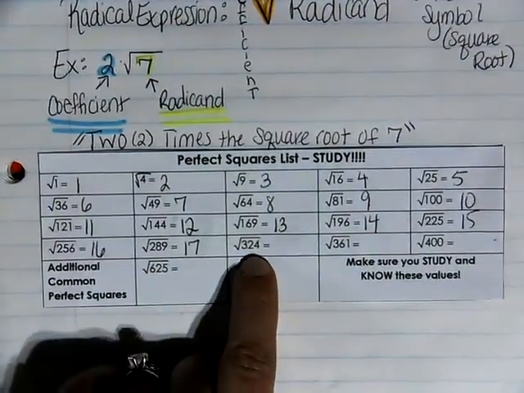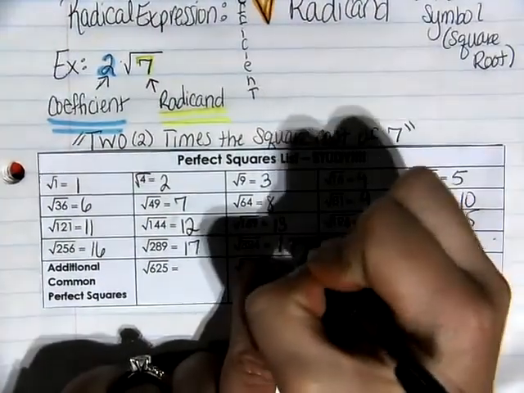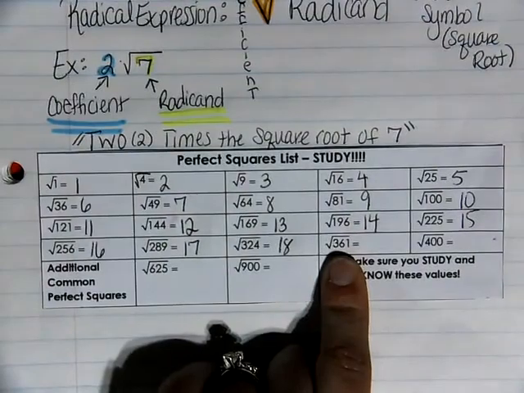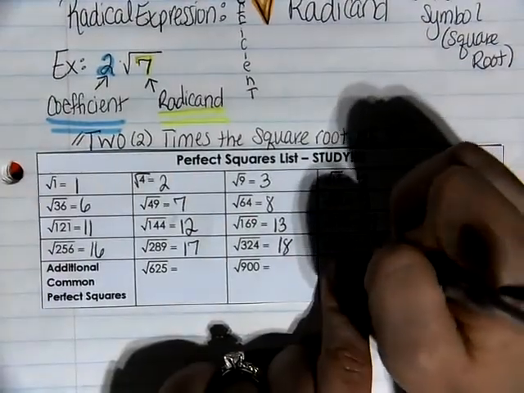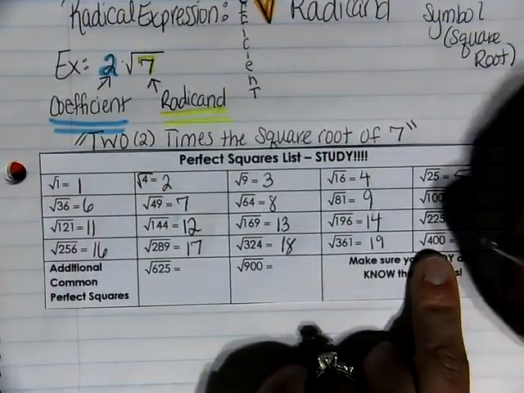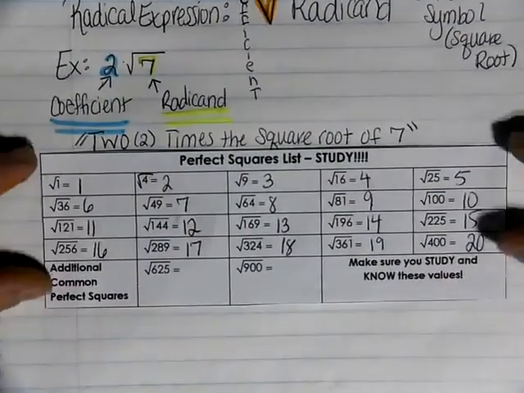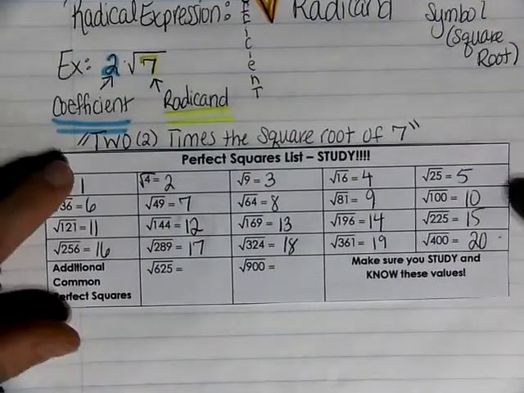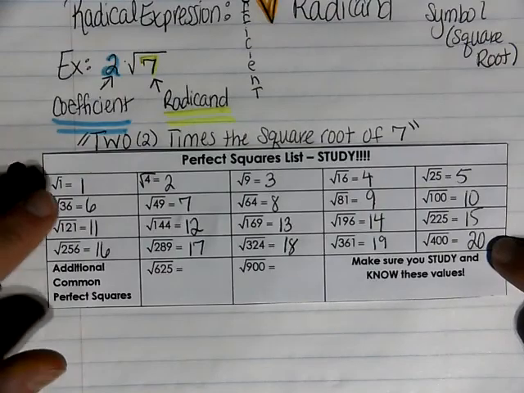The square root of 324 is 18. The square root of 361 is 19. The square root of 400 is 20. These are our perfect square numbers going from 1 all the way to 20.